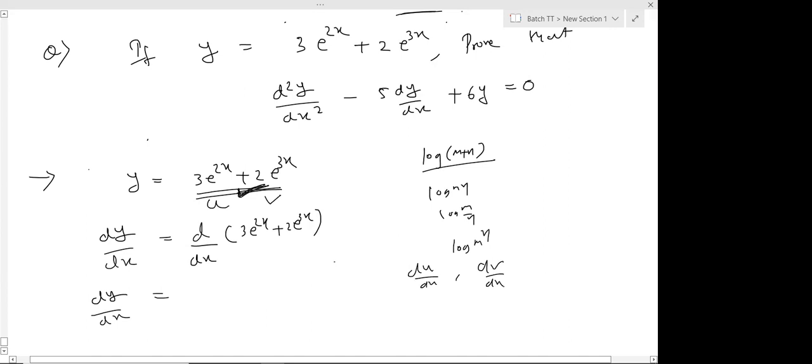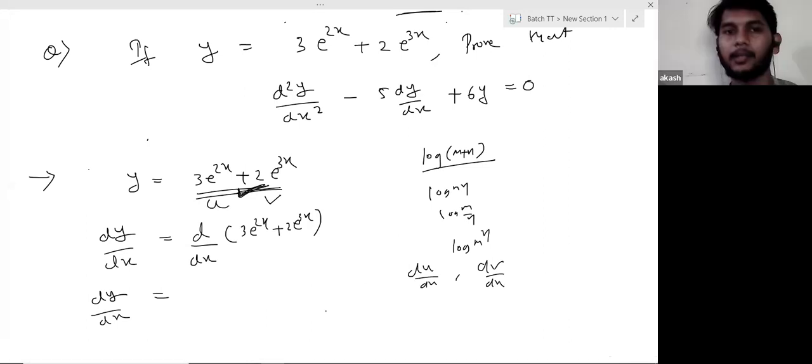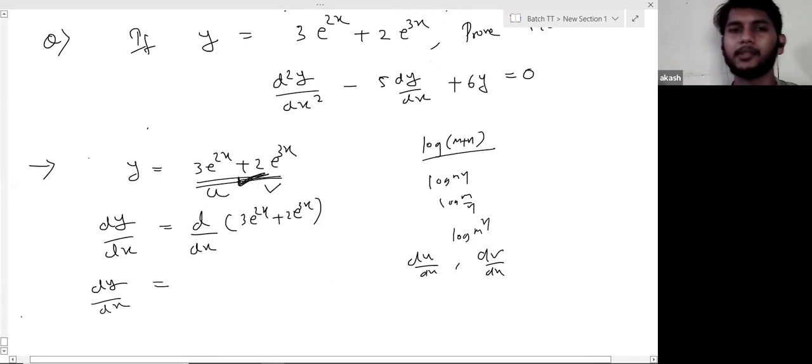Oh, I forgot to take that du. Right, now you remember this. But you can directly differentiate. This is not very complicated to differentiate.